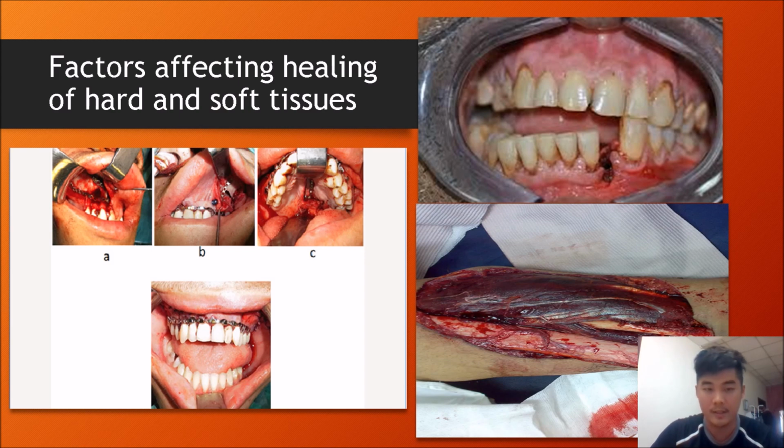Whereas in this slide, you can see that this is the common example of healing on hard tissue, which includes the fracture of the jaw, the maxillary and mandibular arch, and also the fracture of the bone. The picture on the left side shows the maxillary and palatal fracture. At the top right, there is a picture of mandibular fracture, and at the bottom right, this is the picture of open fracture, mainly due to car or motor accident.